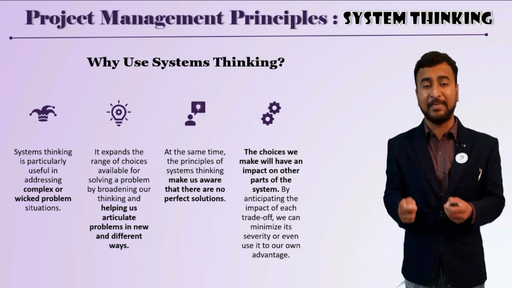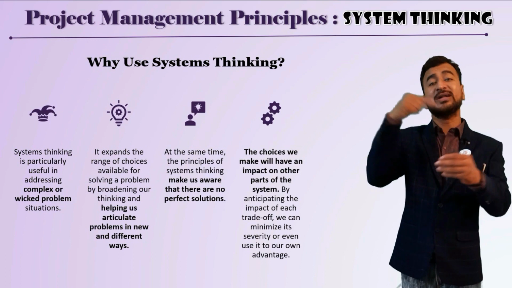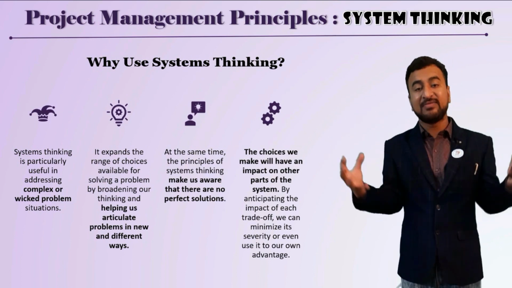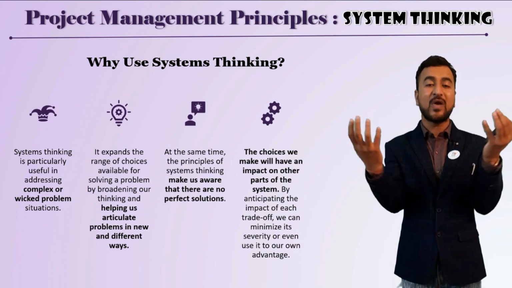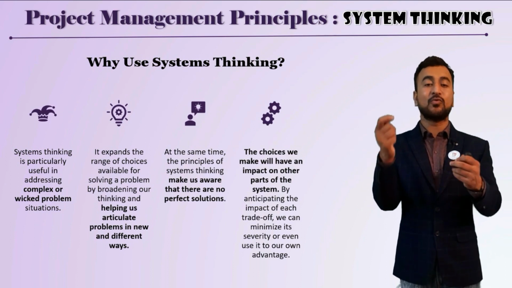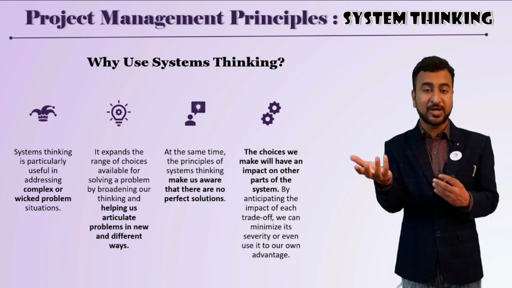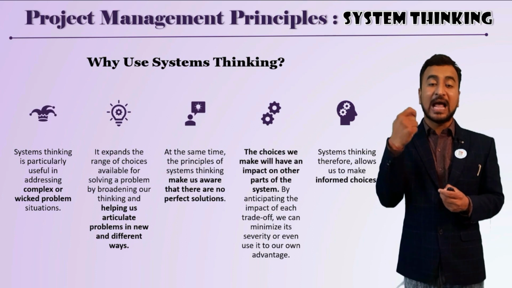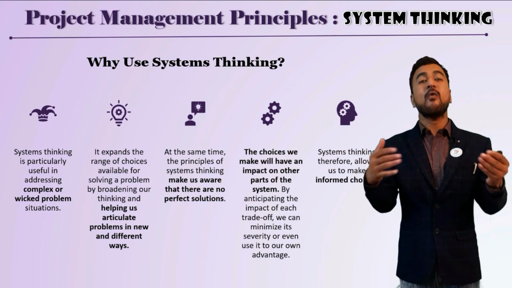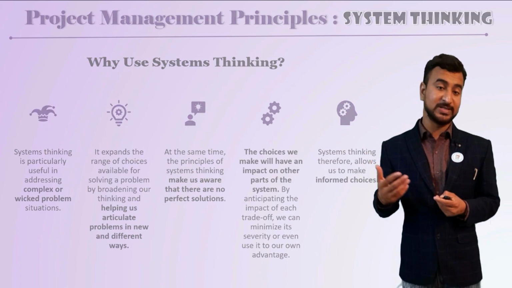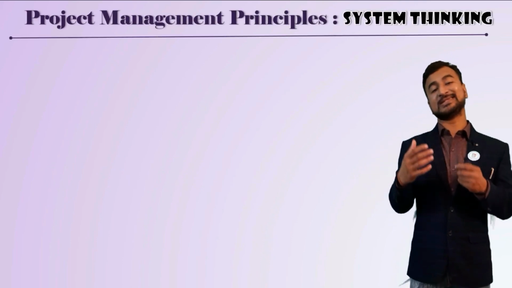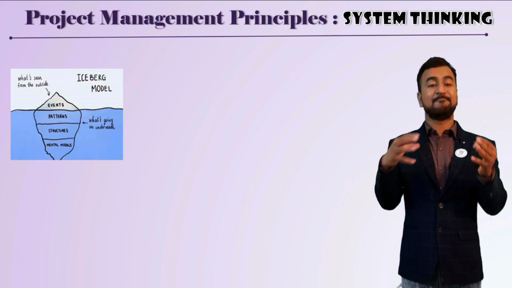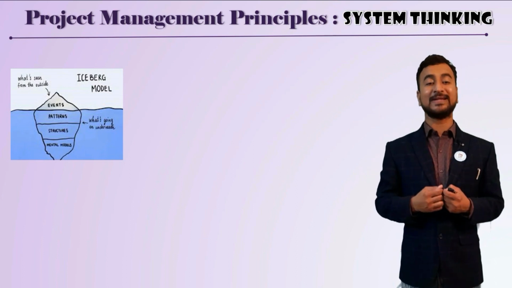The choices we make will have an impact on other ecosystems or other projects. As we are living in such an interconnected world, whatever we choose carries an opportunity cost. You have to consider all these things, which helps us take a very informed decision or choice. How are we going to use systems thinking? For that, you need to understand what I call the iceberg model.